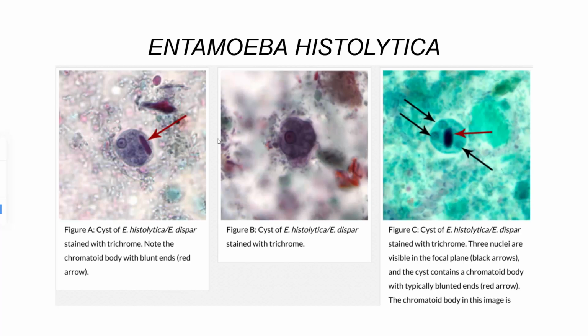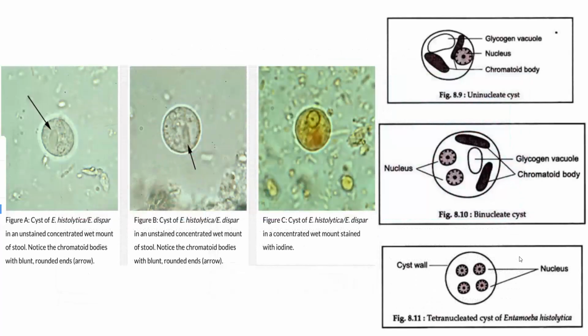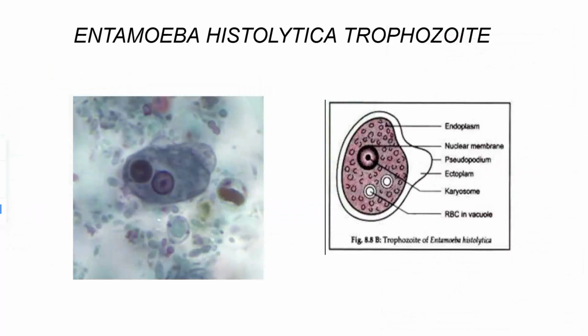So here you can see that chromatoid body. Here you can see another one. Kind of looks like a crazy smiley face. Here's another one. Kind of looks like 2 eyes and a weird mouth. And here's some additional pictures, and the trophozoite.